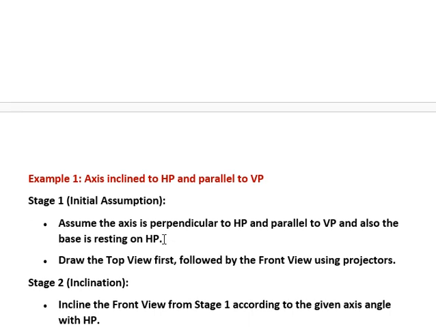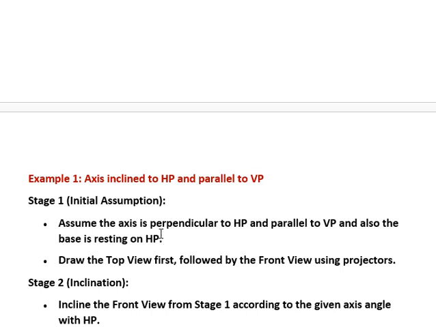Stage 1. Straight away, if the axis of the solid is inclined to any one of the planes, we can't directly project and get the views, that is the front and top view. So for that, first we have to get the true shape of the object. For that, we have to assume suitably. What assumption I'm taking is our stage one.